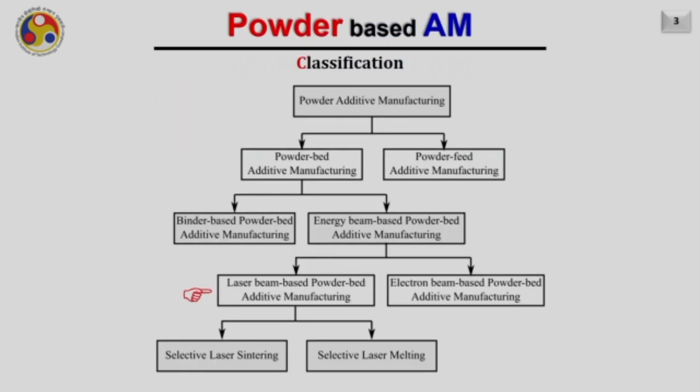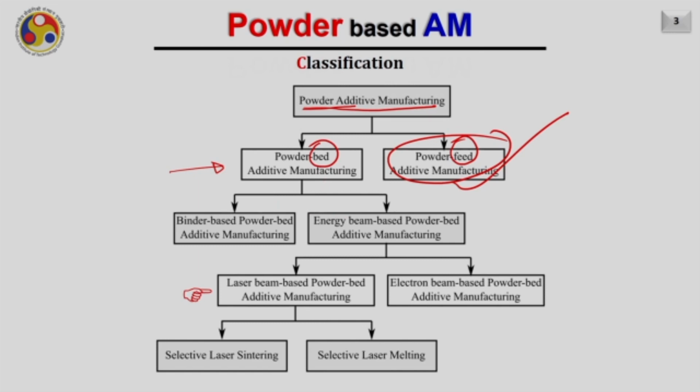So as we have already seen, the powder additive manufacturing systems are classified into powder bed systems and powder feed additive manufacturing systems. We have already discussed the powder feed additive manufacturing systems. Now our focus in this module will be on powder bed additive manufacturing systems, which are usually classified into two categories.